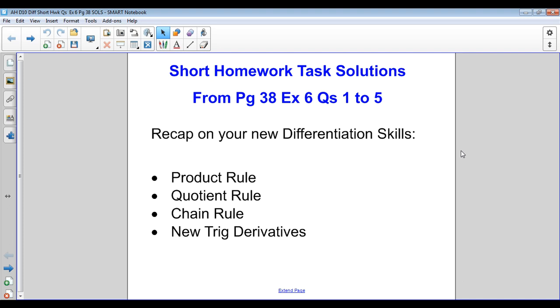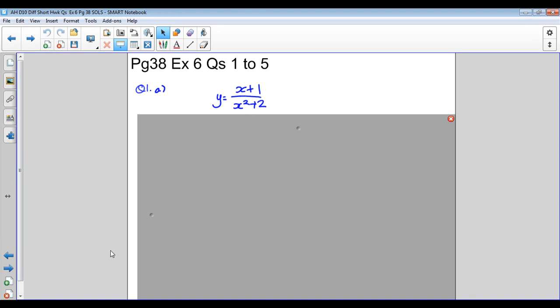Okay, so now we're going to look at your homework and see how you got on. You can mark it yourself. If you're not happy, you can send it to me to have a look at, but I'm just going to go through these. Right, for the first one, it has division, so it has to be the quotient rule.